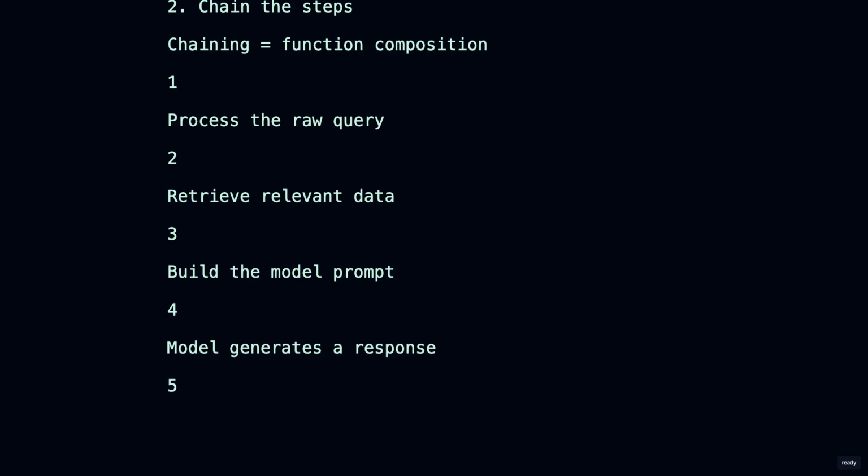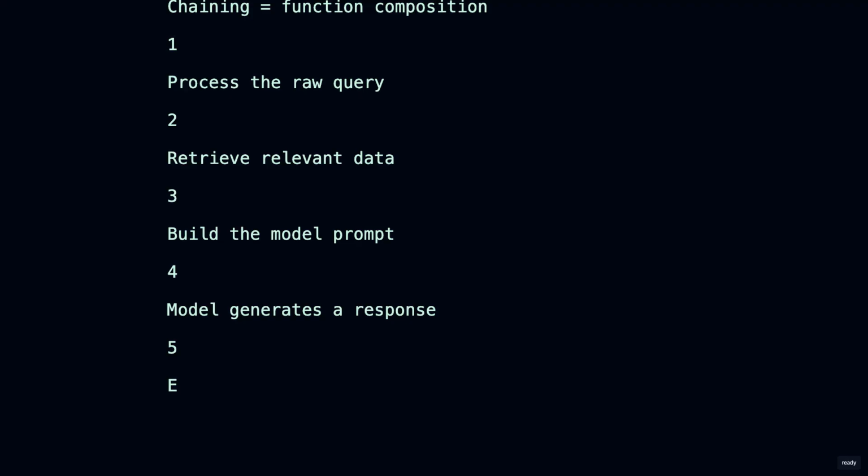After generation, the system checks the result before delivering it. Evaluation helps decide whether the answer is good enough, needs correction, or should be handled differently.